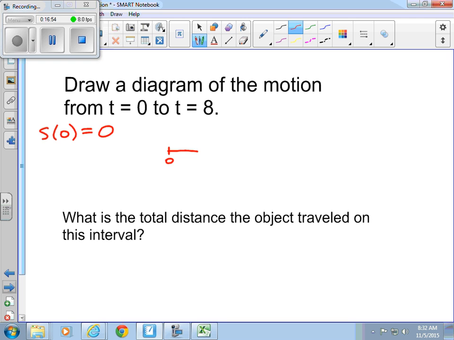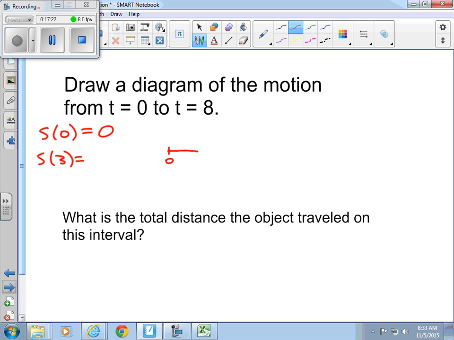Starting at time 0, and I'm going to the right. Well, how far to the right do I go? What was it? Time 3. How far was that? How would you know? S of 3. Find the position at time 3. Now, why am I picking 3? Why didn't I pick 1 and 2? 3 is going to be where I turn around. Now, that's what I want to know.